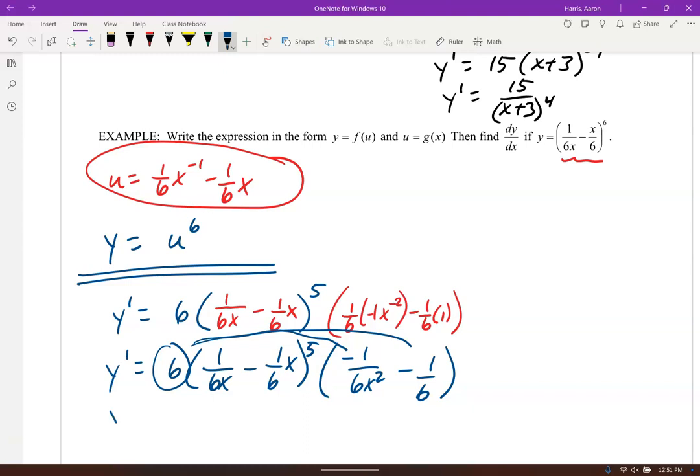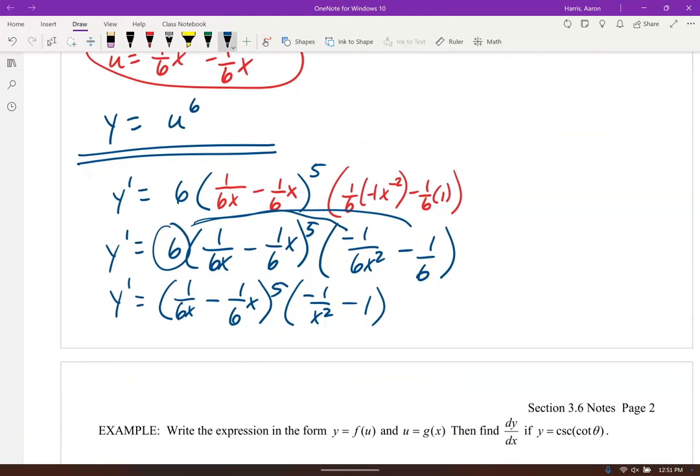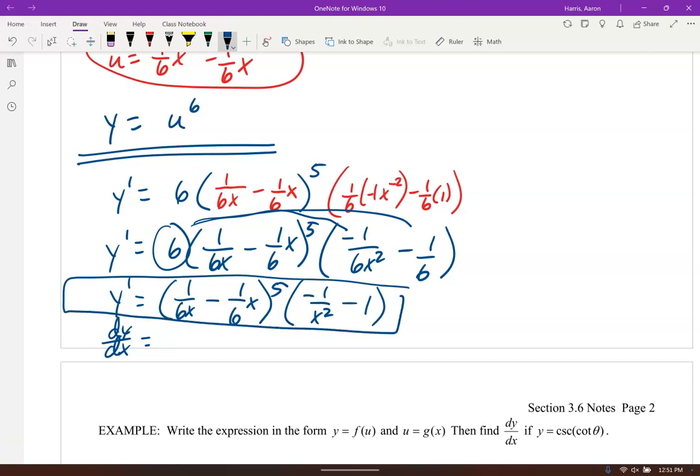I can distribute it right there. So this one stays here. And then that would be negative 6 over 6x squared. That's negative 1 over x squared. And 6 times negative 1/6 is just a minus 1. And there's your y prime, or if you want to call it dy dx, same thing. Okay.